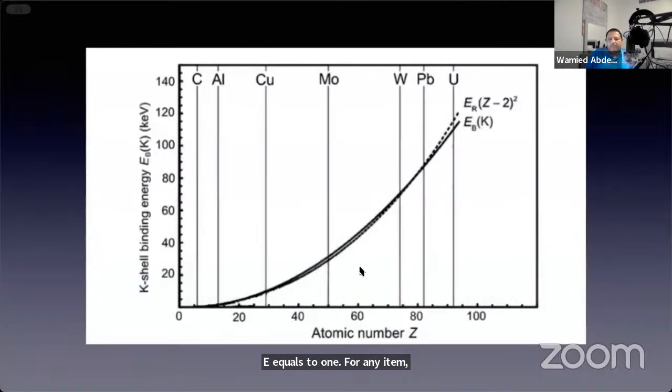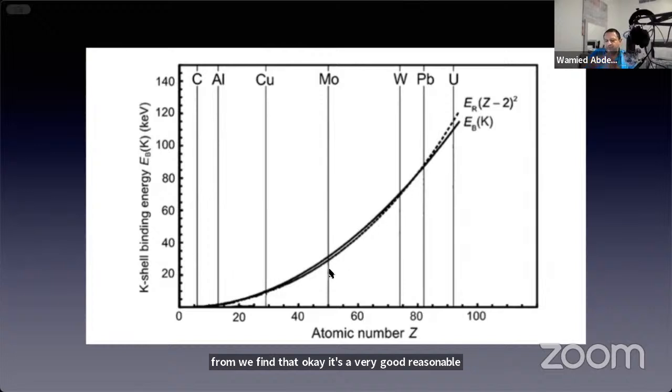Now, when we look at the experimental data of these binding energies for, let's say, uranium, I think it's 115. Tungsten is 70. Molybdenum is around 20 something. Copper is about 9. Lead is 88. And uranium is about 115. Okay, so this is the plot. The solid line is the experimental data, the energy required to knock out a K shell electron. And if we use this approximation from Hartree, we find that it's a very good, reasonable approximation.